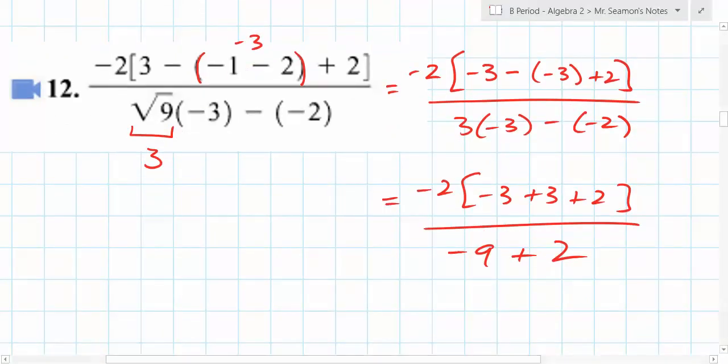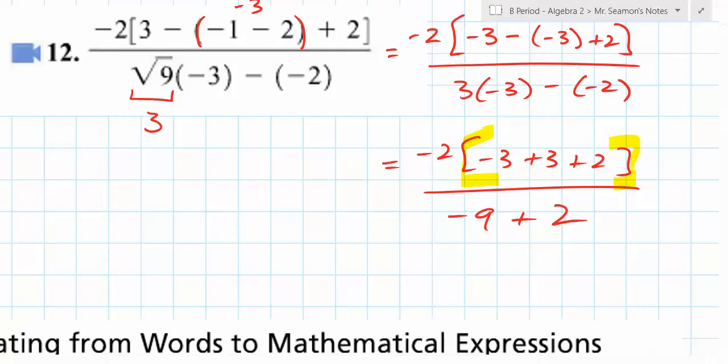So then you have those brackets right there. You could do what's inside these right here. Can you see that yellow? Ish. What does that come out to be? What's negative 3 plus 3 plus 2? 2. Yeah, exactly. Good. Make more space for you here.